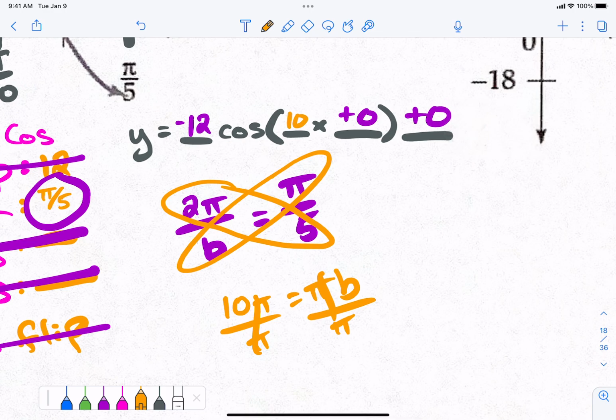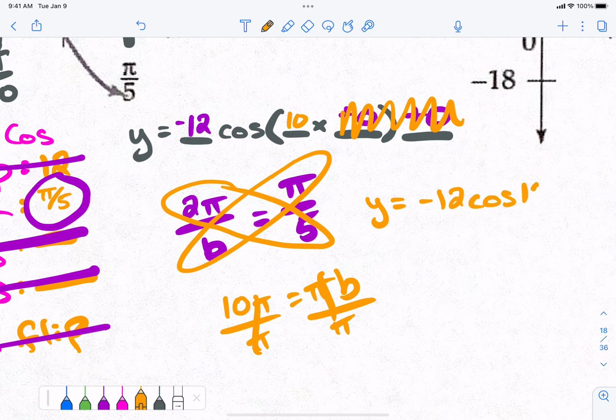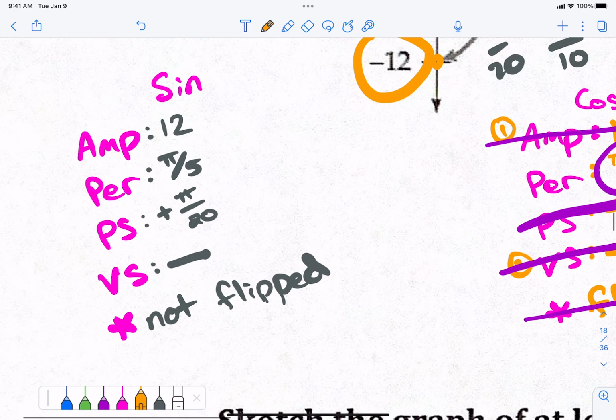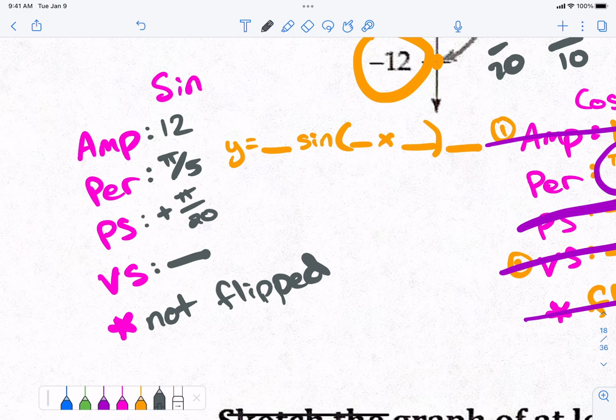Now I'm done. I don't need these zeros on the end, so I could just write my equation as negative 12 cosine of 10x and be done. If you leave the zeros in there, that's no big deal. Do you see how we pulled the information from the graph and then put it into the equation? It's very tedious. You have to really have some patience. All right, let's go to the sine graph. So we need y equals blank sine blank x blank and then another blank. Let's fill in our numbers.